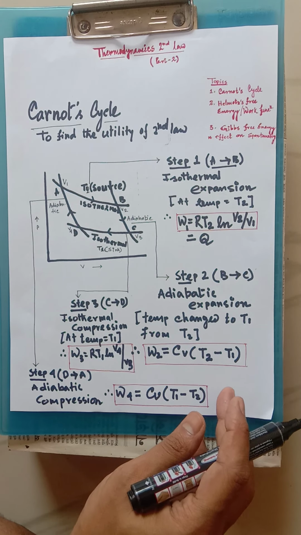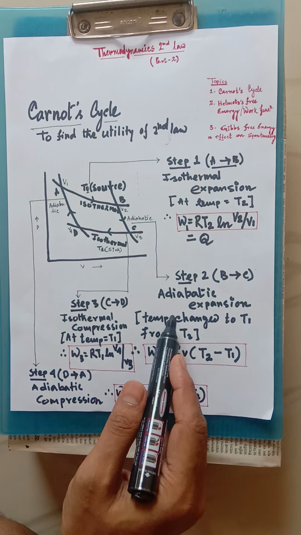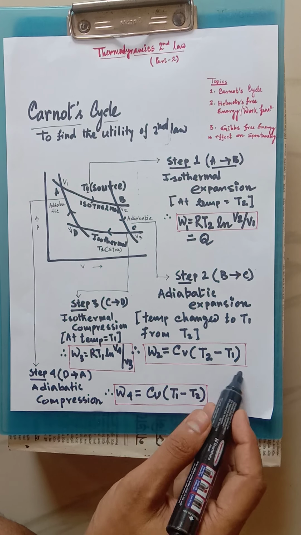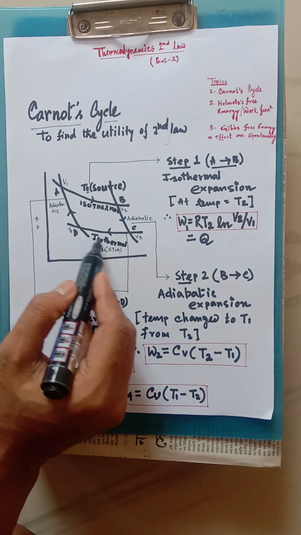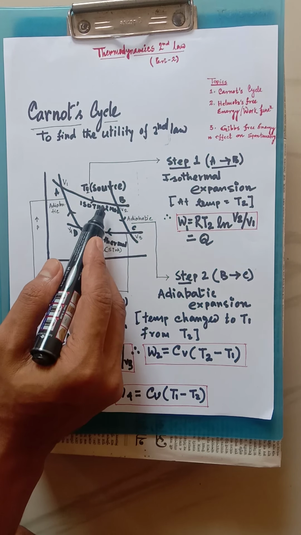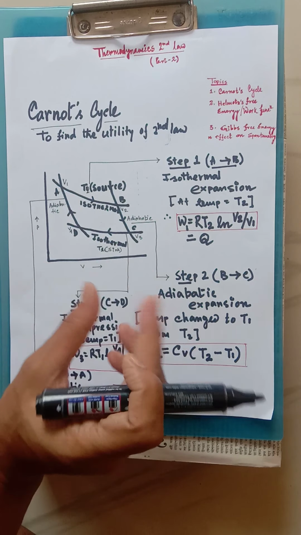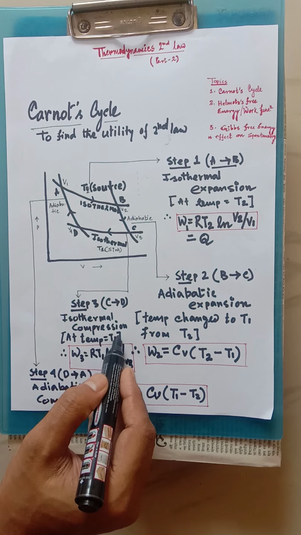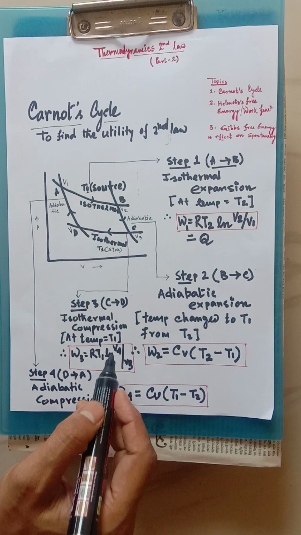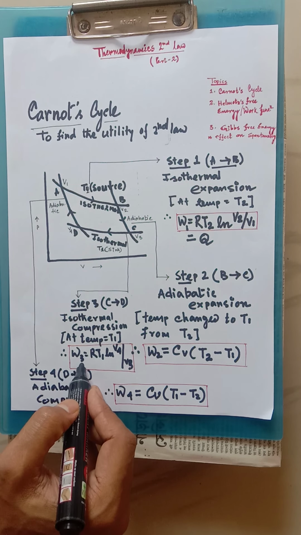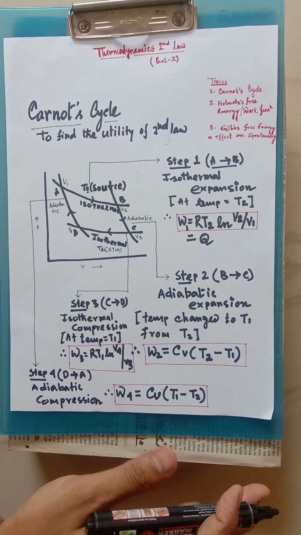As we discussed in an earlier video, in an adiabatic process the work done is calculated in this manner. Now moving to the third part, C to D. It is also an isothermal process, but initially it was expansion, and now it is compression, because the volume is contracting. Again the temperature remains the same, that is T1, the temperature of the sink. So the work will be RT1 ln V4 by V3.